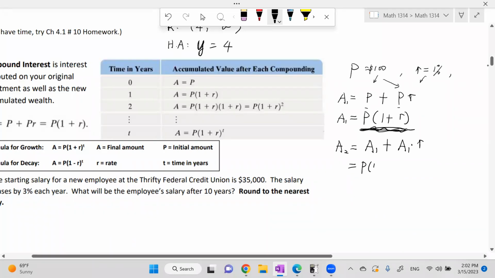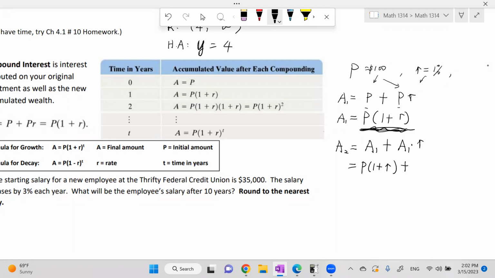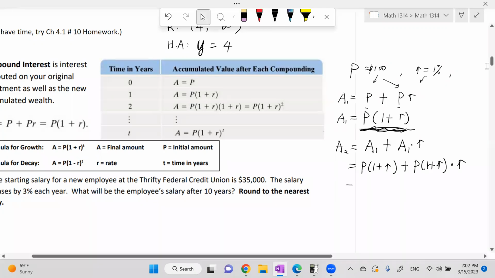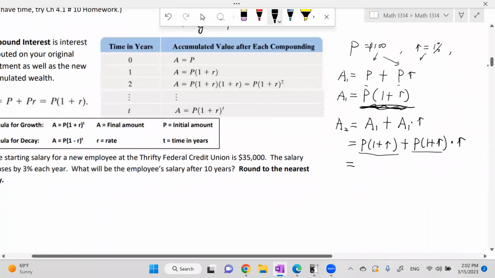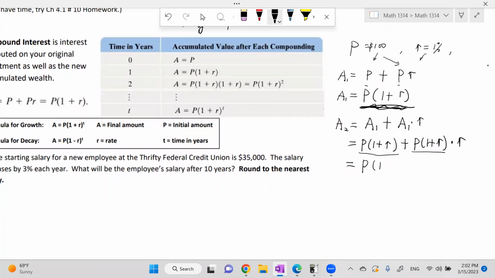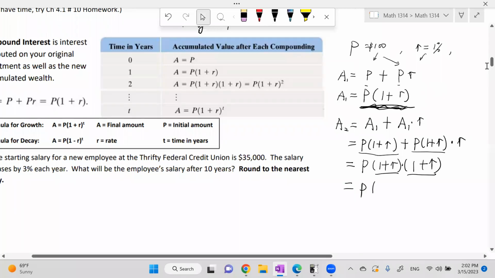That's P times 1 plus R, and then plus A1, which is P times 1 plus R, then times R. Now, both of them have the common factor, the GCF, P times 1 plus R. I can pull out one P times 1 plus R. The leftover is 1 plus R. We have 1 plus R times 1 plus R. That's P times 1 plus R squared.